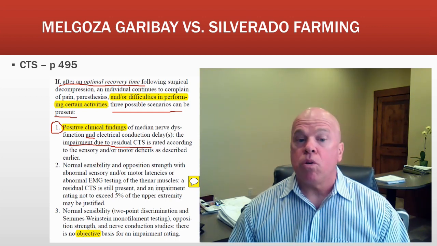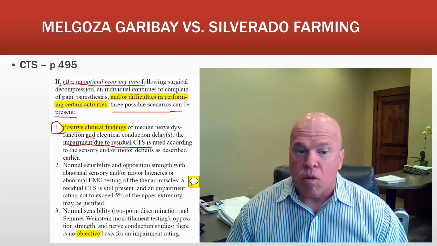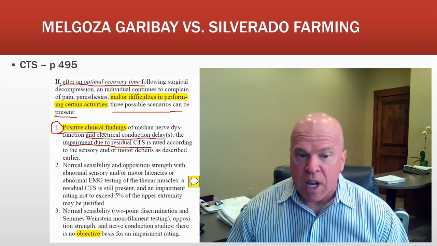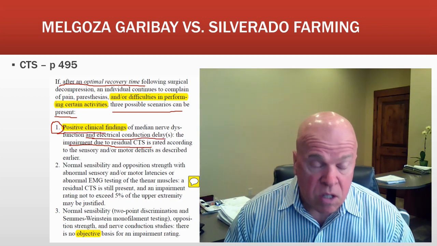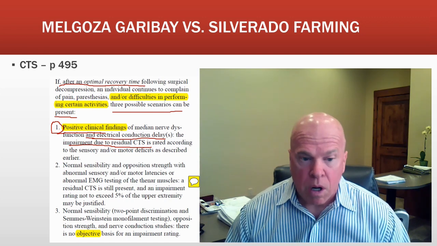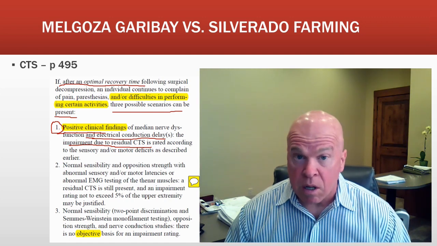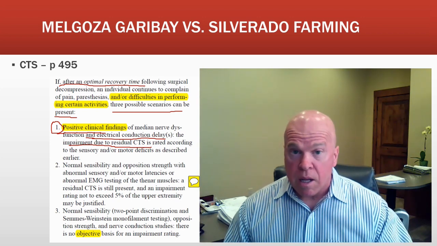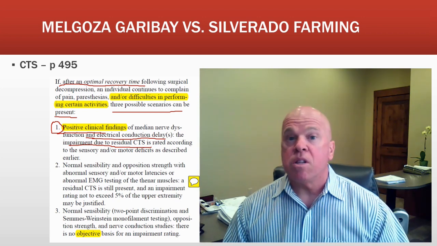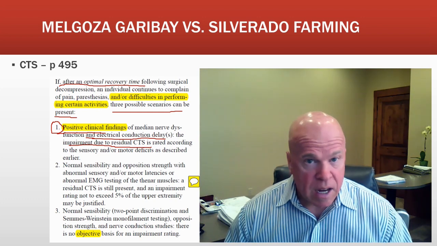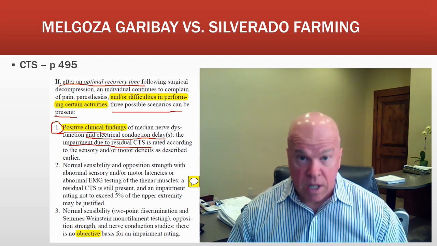Okay, so we don't know what her clinical findings were. We don't know if she had nerve conduction velocity testing. We don't know what her sensory and motor deficits are. We simply know that the doctor felt that impairment rating according to this method was not an accurate description of her true condition.